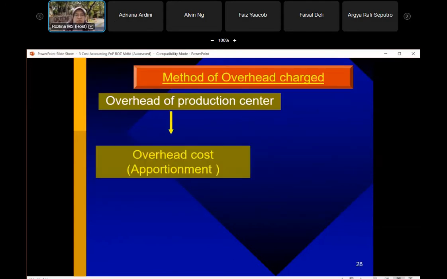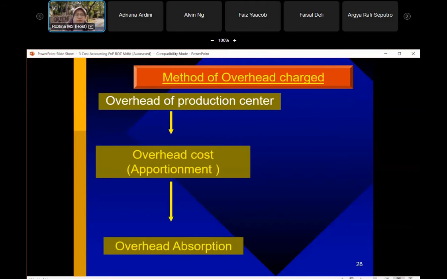Then we go to this part, the method of overhead: how the overhead is charged, apportionment, and then absorption.